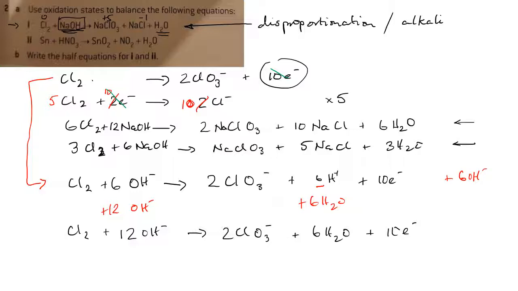Let's, for the sake of completeness, do the other half equation. Where did it go? Here it was. But as it happens, it was already fine. So, but we'll write it out anyway. So we've got the 5 Cl2, and we had 10 electrons, and that made 10 Cl minus. Like so, and that's our other half equation.